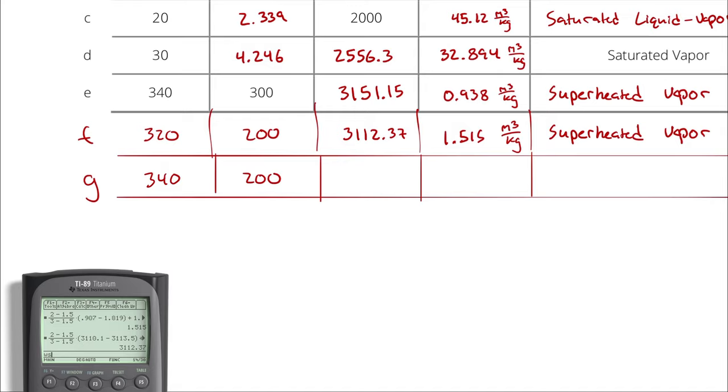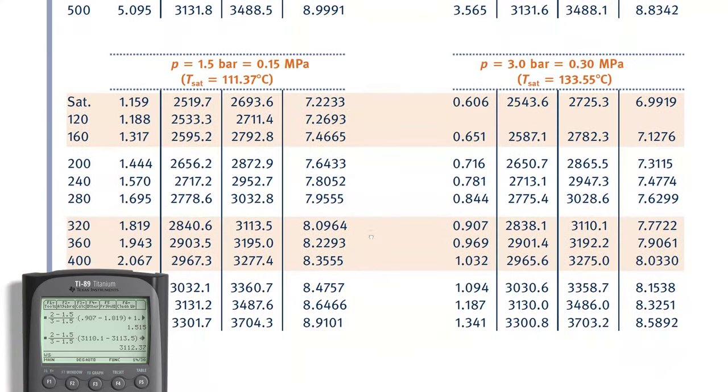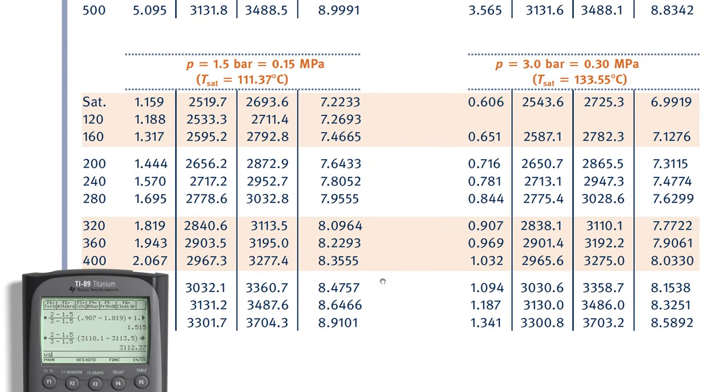I'm going to scan for a pressure subtable corresponding to 2 bar. And alas, I do not have one. So I end up in the same situation as earlier. I have a pressure that is between 1.5 bar and 3 bar, but this time I also have a temperature that is between 320 and 360, meaning I have to interpolate for both temperature and pressure at the same time. So this is going to involve interpolating to produce values from which to interpolate between.